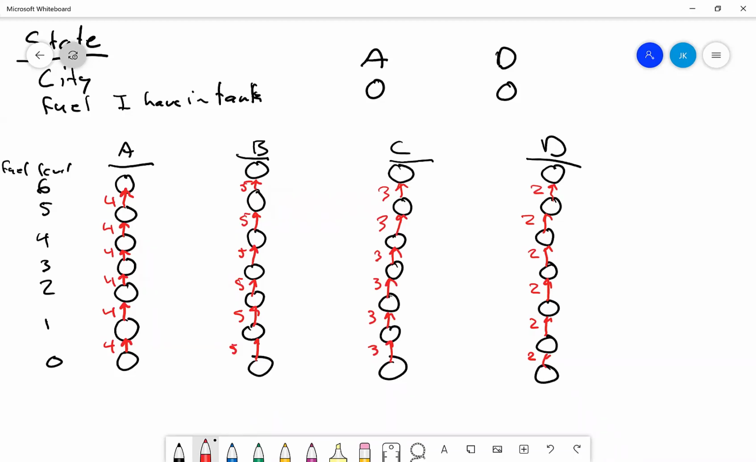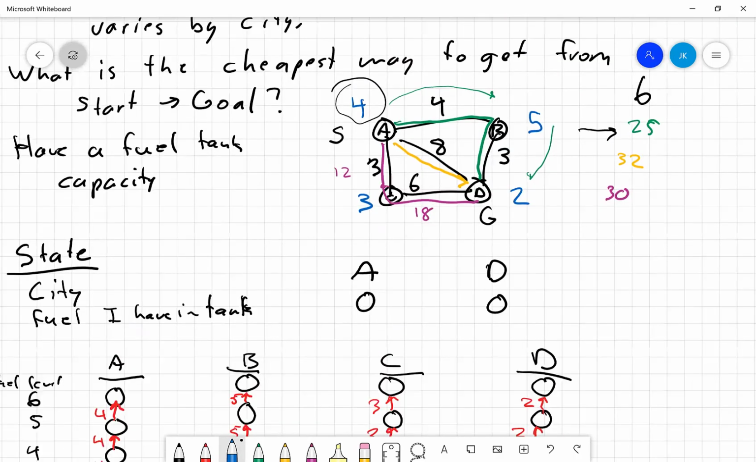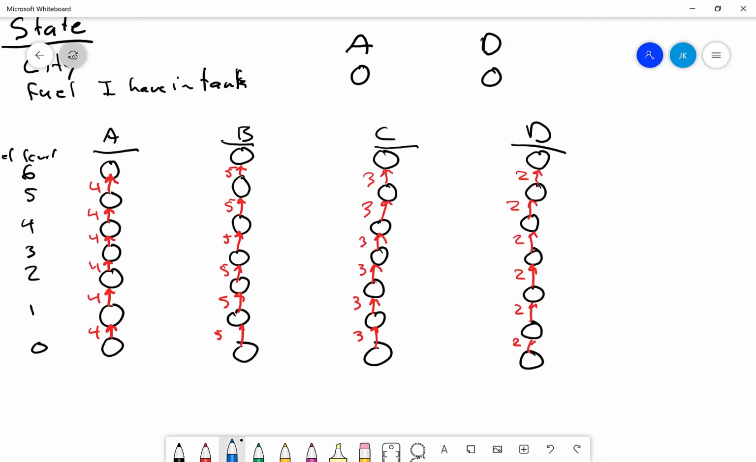Okay, does that make sense? Okay, the other thing we can do is we can drive from one city to the next. I'll draw these edges in blue. Driving from one city to the next, notice that if I go from A to B, that's a distance of 4. And so that's going to be an edge that goes from, say, 6 gallons down to 2 gallons, or from 5 gallons down to 1 gallon, or from 4 gallons down to 0 gallons.